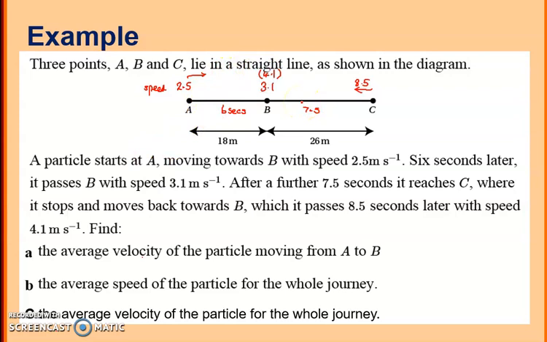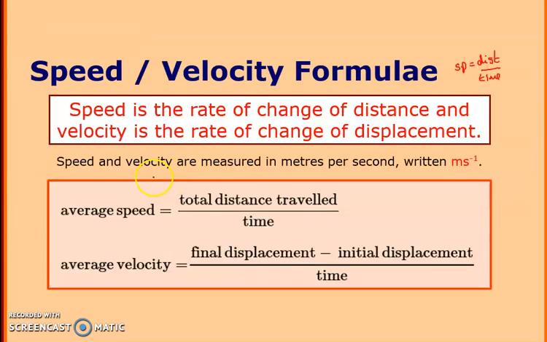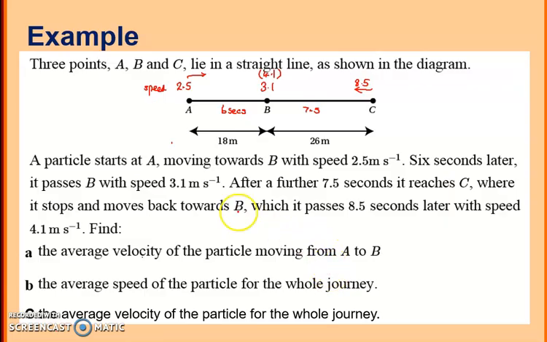Okay, so it says find the average velocity of the particle moving from A to B. Now remember what we said. It's just worth going back to this. What is average velocity? Average velocity is the final displacement minus the initial displacement, how far has it gone, divided by the time. So from A to B, it's done 18 meters. Definitely, it's all gone in one direction. And it took 6 seconds. So I think this is just 18 divided by 6, which is 3 meters per second.